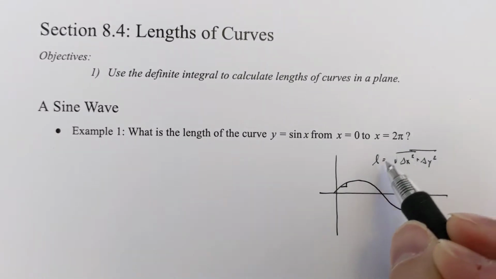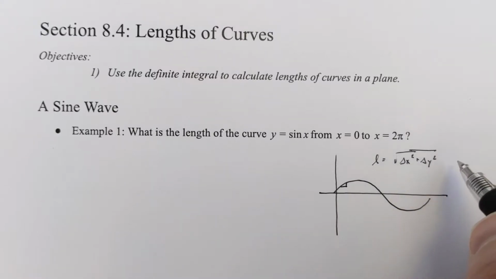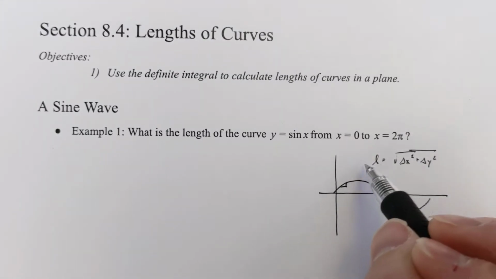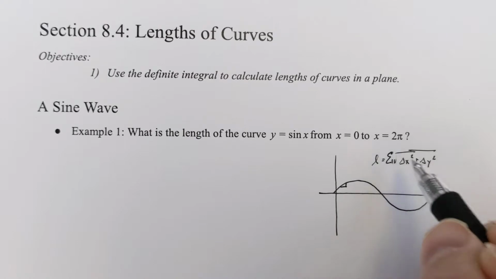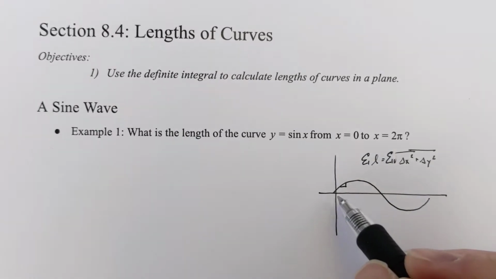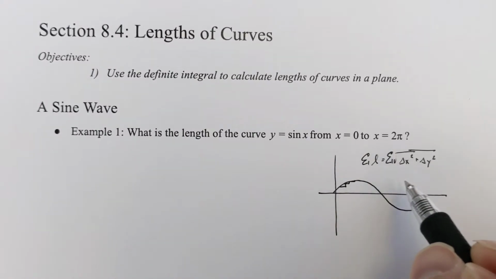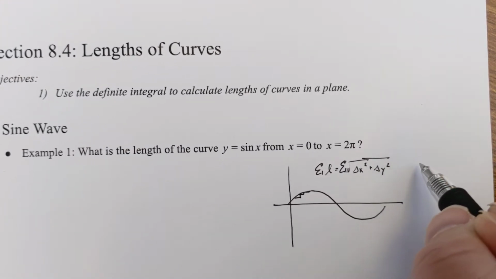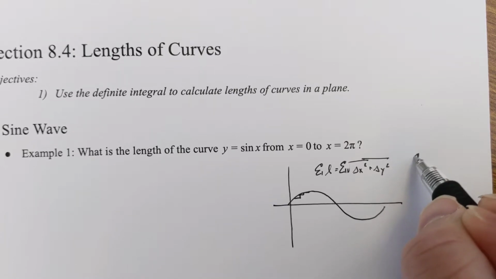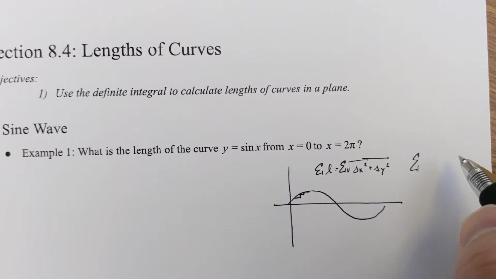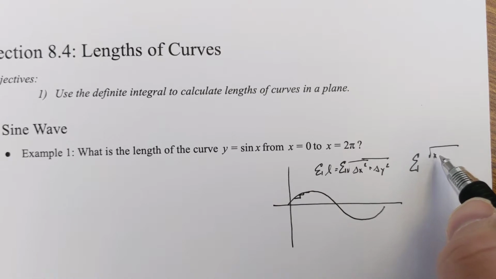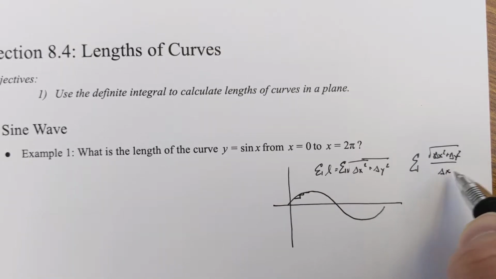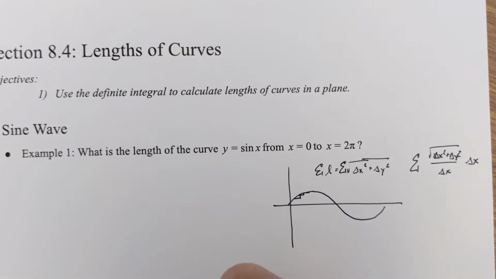Now the problem is I can't sum these up, but what I can do, if I want to get them in the right form, is add up all of these lengths along the curve, but I want these values to go to 0. Now what I can do though is this: take delta x squared plus delta y squared all over delta x and multiply it by delta x, and now it looks like a sum of something that I can add up.